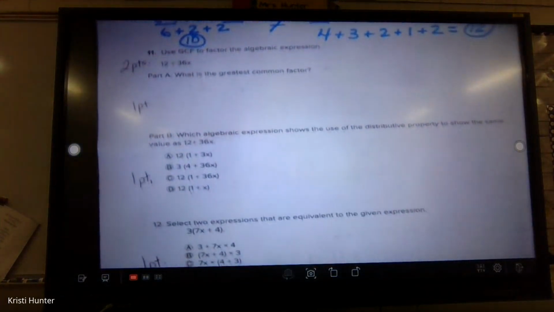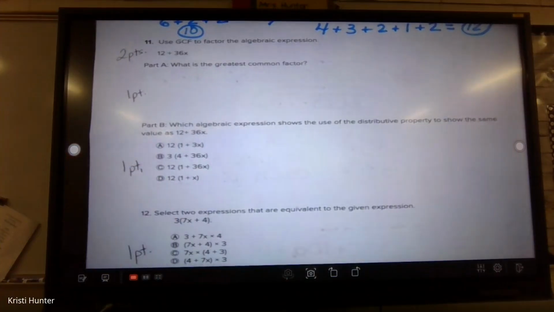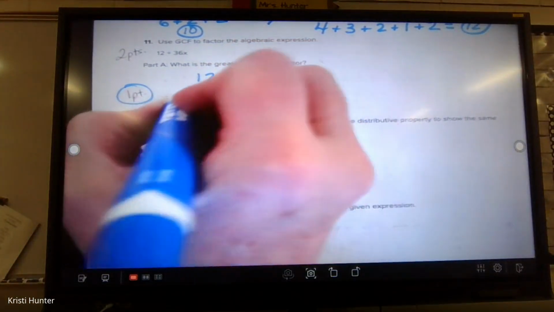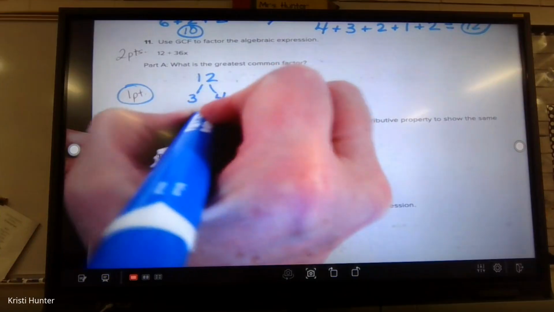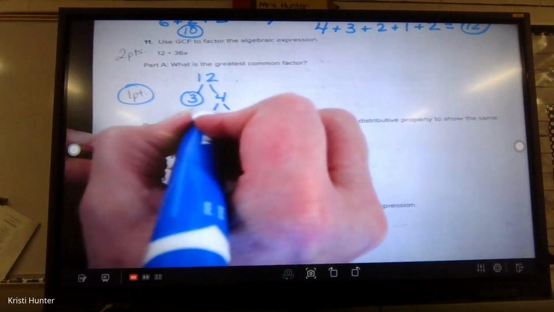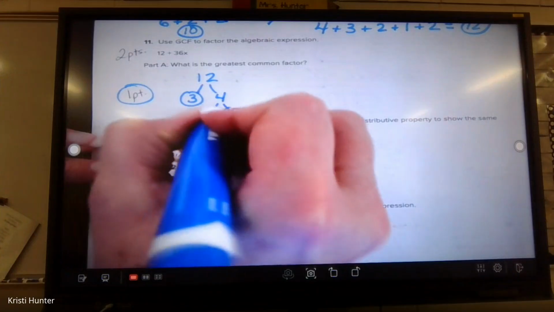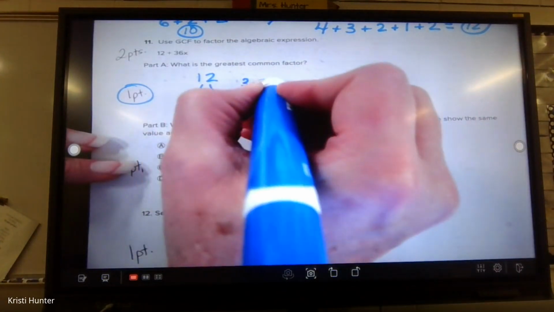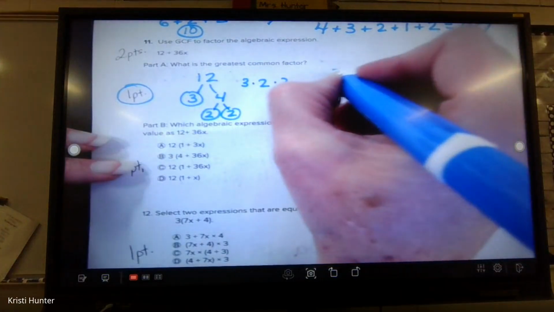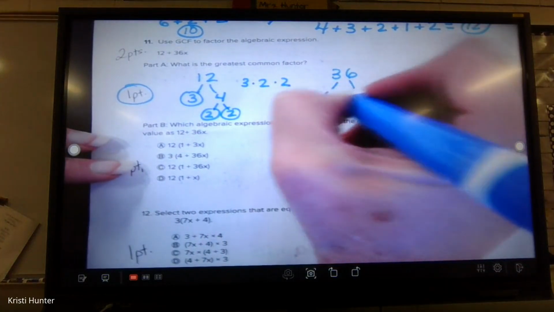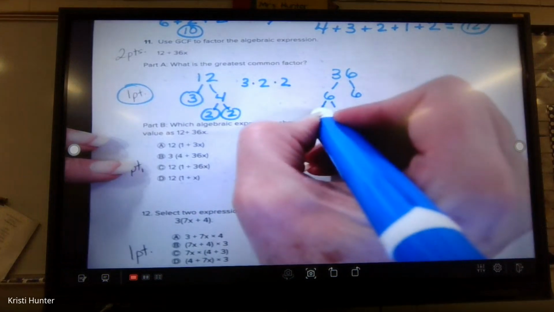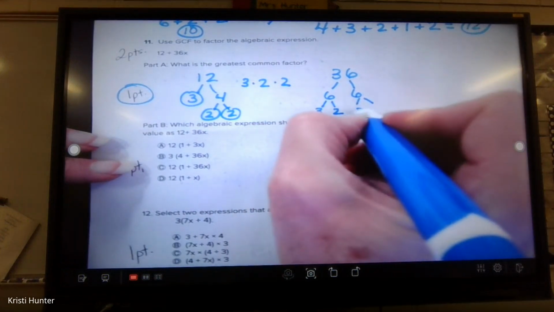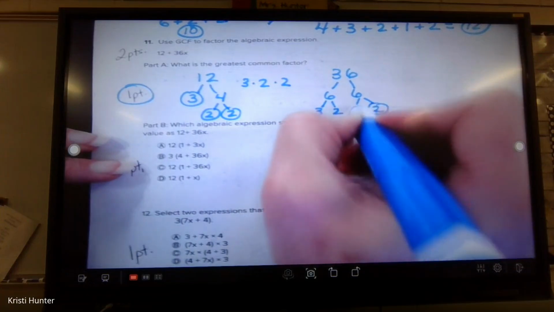All right, number 11. Use greatest common factor to factor this algebraic expression. So the first thing we have to do for the first point, greatest common factor. Let's see, if I do 3 times 4, the 3 is done. I can do 2 times 2. So I have a 3, a 2, and a 2. 36, I could use 6 times 6. A 3 and a 2, a 3 and a 2, and I am done.